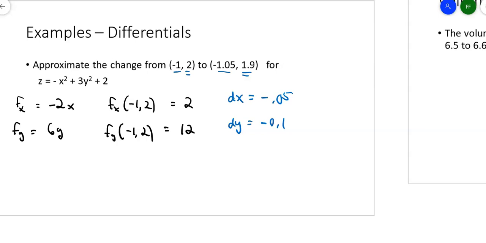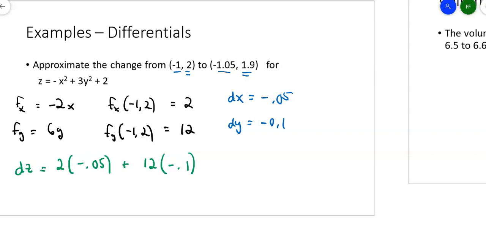So now all I have to do is throw it in my formula. dz equals f of xy, or I'm sorry, the partial with respect to x at a, b, which is 2, times the rate of change with respect to x, which is negative 0.05, plus the partial y, which is 12, times the change in y, which is negative 0.1.